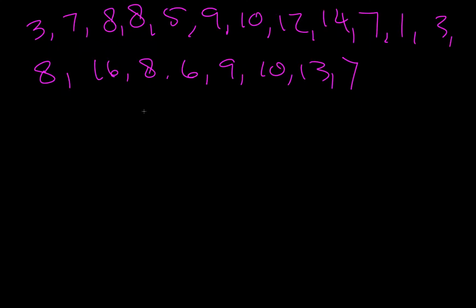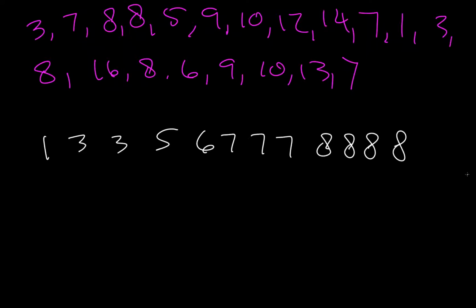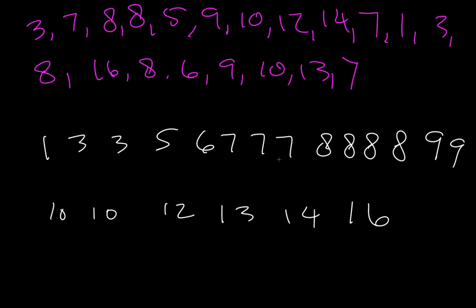Now, writing this in order is helpful. So we're going to write 1, 3, 3, 5, 6, 7, 7, 7, 8, 8, 8, 8, 9, 9, 10, 10, 12, 13, 14, 16. All right, we should have 20. 1, 2, 3, 4, 5, 6, 7, 8, 9, 10, 11, 12, 13, 14, 15, 16, 17, 18, 19, 20. Okay, we got them all.